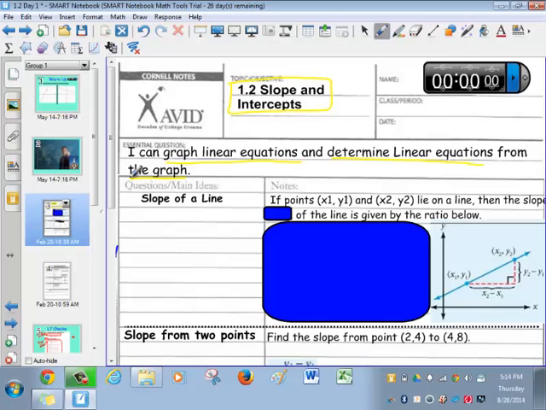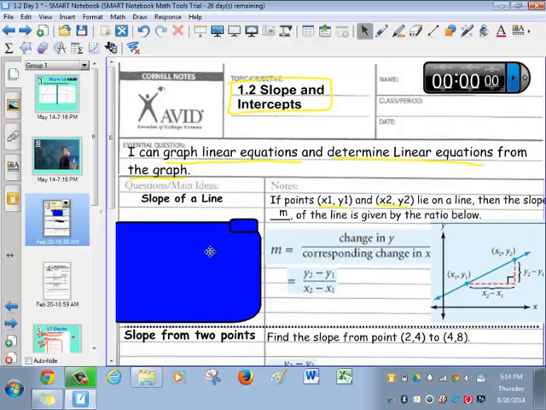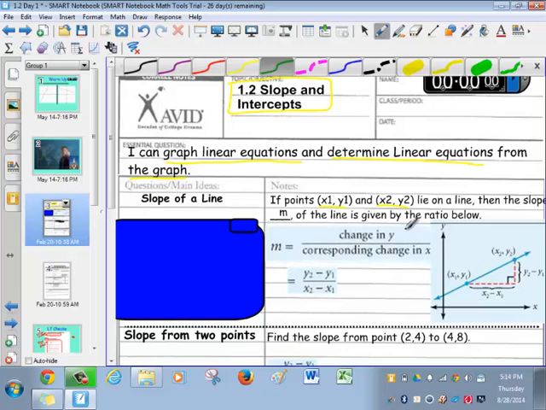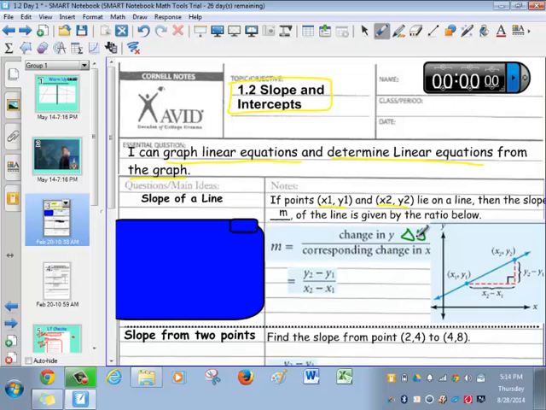So if a point x1, y1 and another point x2, y2 lie on a line, then the slope, which is usually defined by the letter m, so fill that in, of the line is given by the ratio right below, okay? I'm going to give you time to fill this in. You can pause though. M equals change in y, sometimes also known as delta y, over the corresponding change in x, which is also known as delta x, okay?